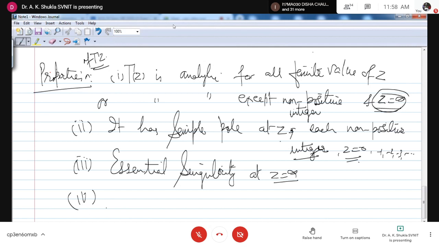Fourth one, gamma z is never 0. Gamma z is never 0. इसका मतलब है गामा z का जो वैल्यू है that cannot be equal to 0. Why?